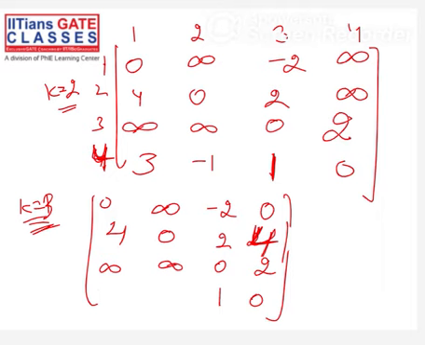Now I have 4 to 1. 4 to 3, 3 to 1. 3 to 1 is infinity. So this will be 3 only. Now 3 to 2. 4 to 3 and 3 to 2. So 4 to 3 is 1. And 3 to 2 is what? Infinity. So this will be minus 1. Alright. This is K3. Now last I'll do for K4.